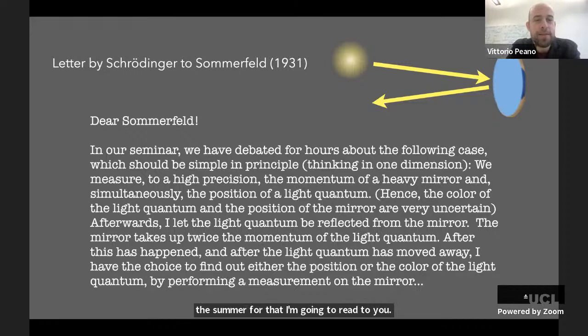Dear Sommerfeld, in our seminar, we have debated for hours about the following case, which should be simple in principle, at least thinking in one dimension. We measure to high precision the momentum of a heavy mirror and simultaneously the position of a light quantum. Hence, the color of the light quantum and the position of the mirror are very uncertain. Afterwards, I let the light quantum be reflected from the mirror. The mirror takes up twice the momentum of the light quantum. And after this has happened, and after the light quantum has moved away, I have the choice to find out either the position or the color of the light quantum by performing a measurement on the mirror.